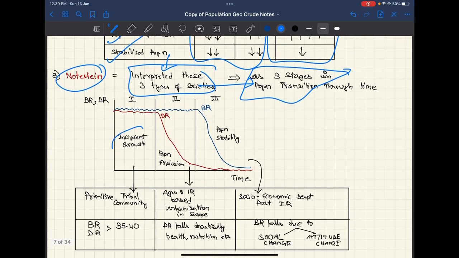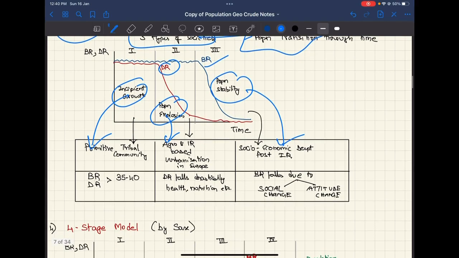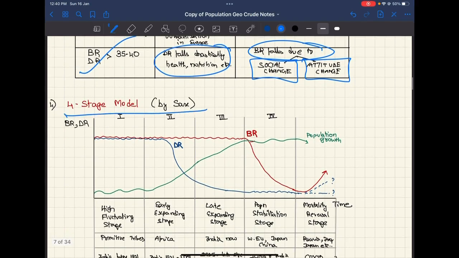Incipient growth becomes the primitive tribal community, population explosion becomes agro and IR based urbanization, and population stability becomes socio-economic development post IR. So the birth rates will fall later than the death rates. These are the birth and death rates here. The death rate falls dramatically due to improvement in the social indicators, and later the birth rate falls due to social change and attitude change.